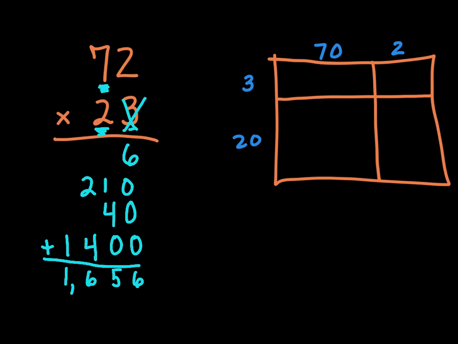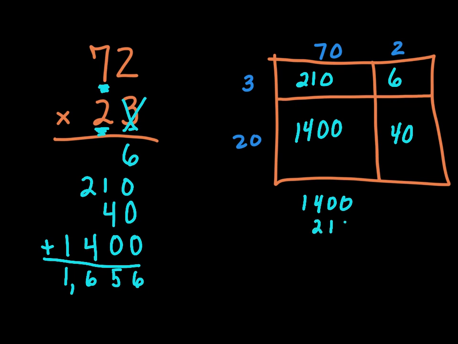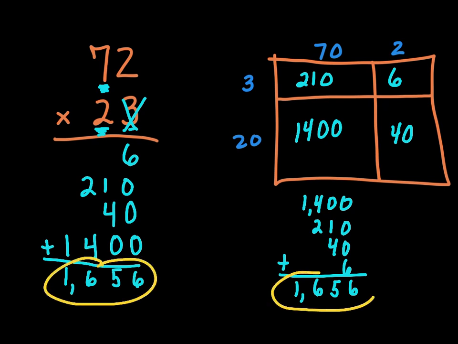Let's check it with our area model. So 3 times 7 is 21, add on your 0. 3 times 2 is 6. 2 times 7 is 14 with 2 zeros. 2 times 2 is 4 with 1 0. Okay, let's add up our partial products. All right, 6, 5, 6, 1. Look at that. We have a match. 1,656 is the product of 72 times 23.